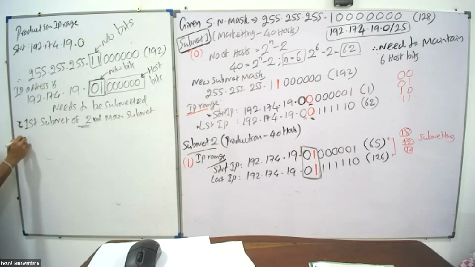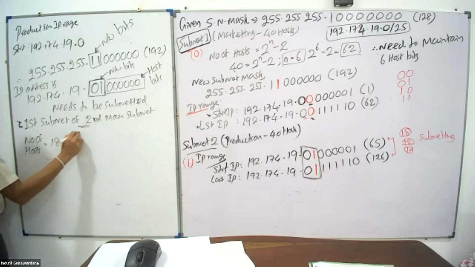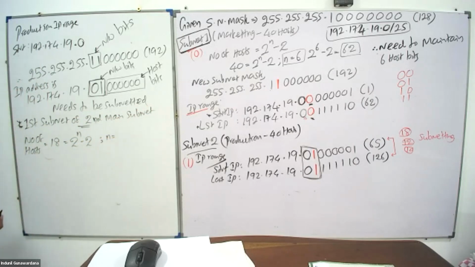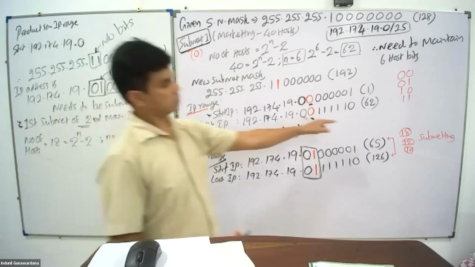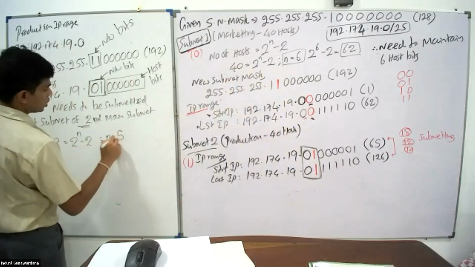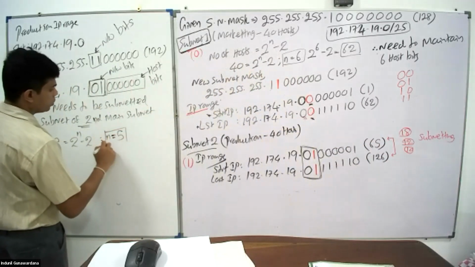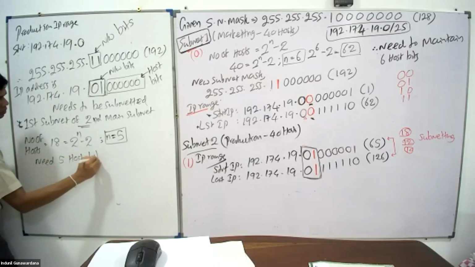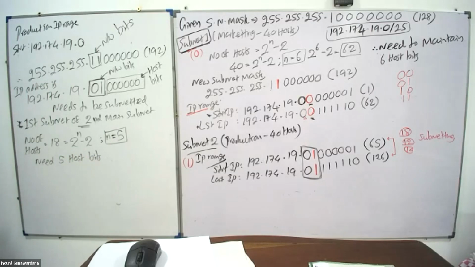When I go to that, the number of host equation has to be used. Given as 18, so I am going to go for 2 to the power n minus 2. Therefore, to maintain 18, n has to be 5, right? Correct? N has to be 5. So what is this 5 then? We need to maintain 5 host bits.